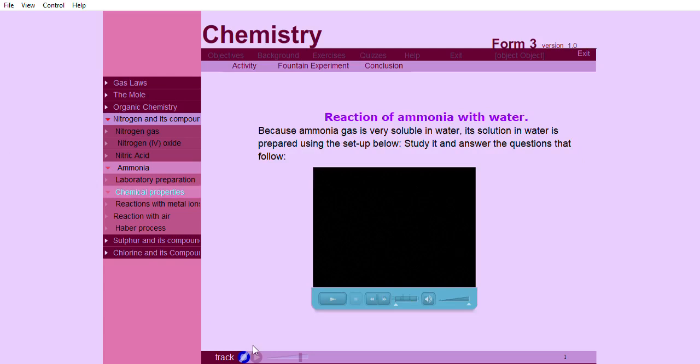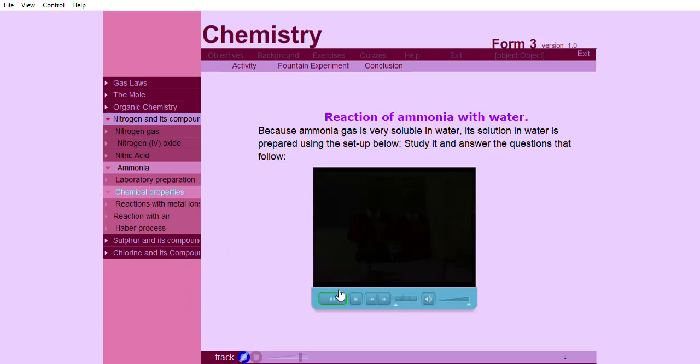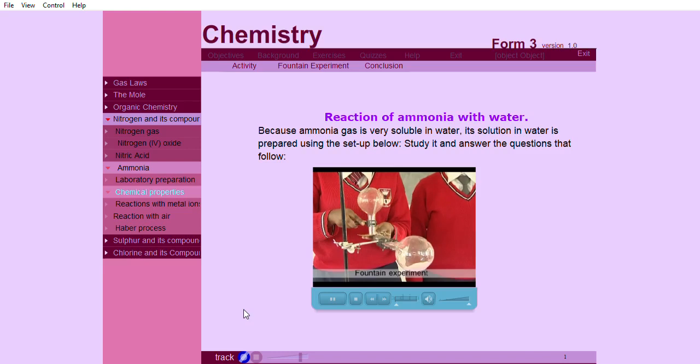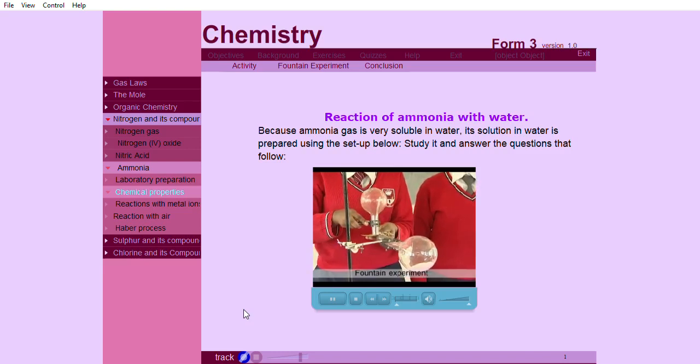Reaction of ammonia with water. The following video clip demonstrates the fountain experiment. This setup is for the collection of ammonia gas in a round bottom flask.